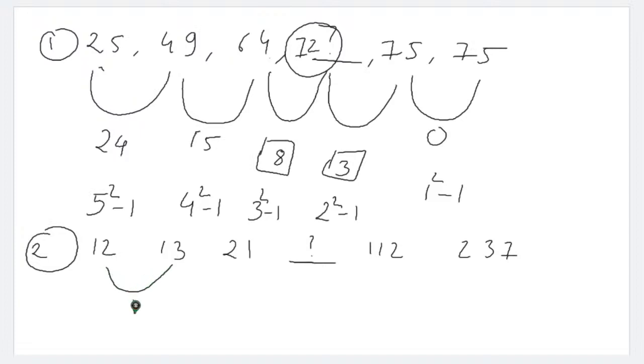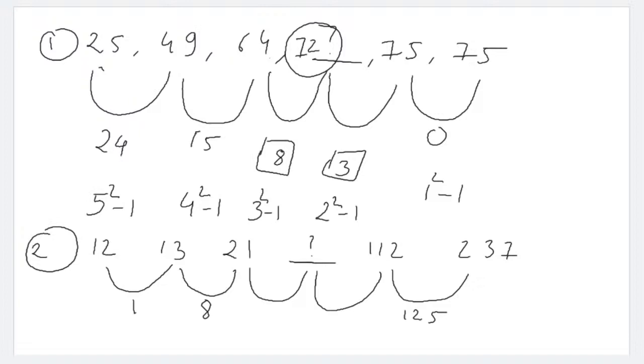13 and 21, the difference is 8. 21 and this, the difference we don't know. We also don't know the difference between these two numbers. But we know the difference between 112 and 237, that is 125. Now, what are these numbers?